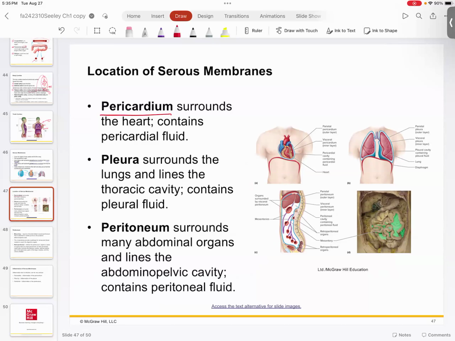And then that's what's located inside the pericardial cavity. And you can see it right here. So they basically placed it inside that pericardial cavity.